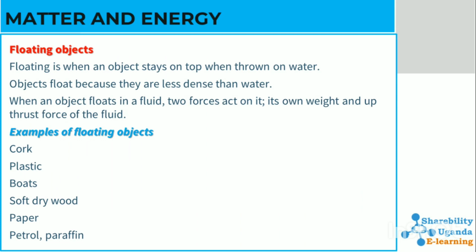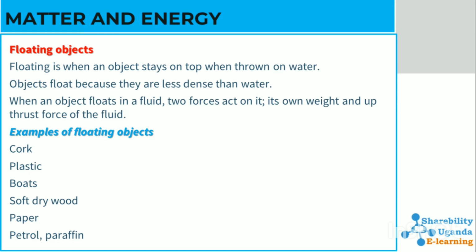Let us look at floating objects. And what is floating? Floating is when an object stays on top when thrown on water or any other liquid. Objects float because they are less dense than the liquid on which they are floating.